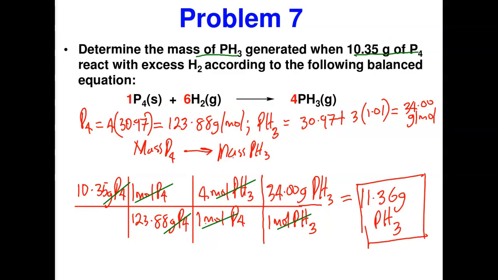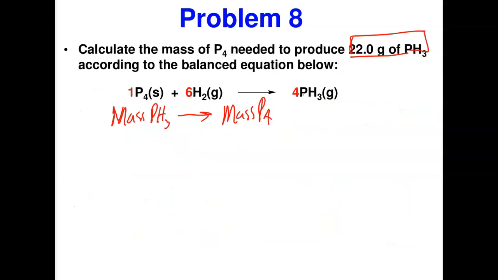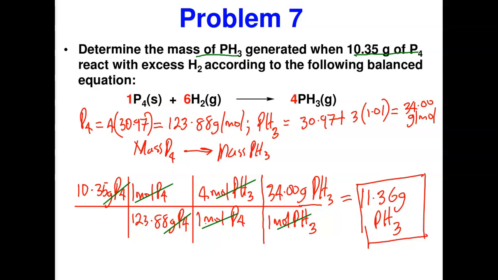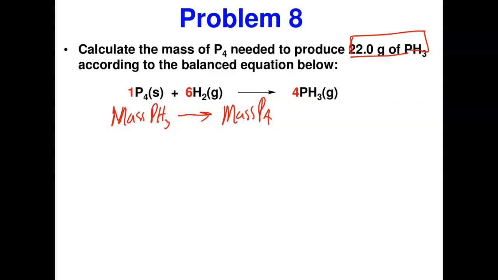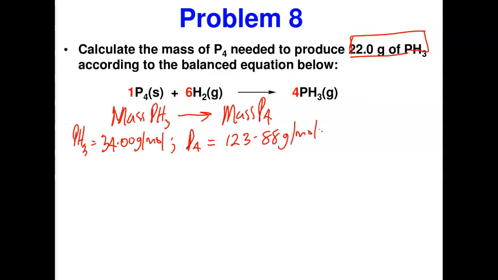If you go here, we have P4 to be 123.88. We have PH3 to be 34.00. So we already did something between these two earlier. The first one went from here to here. Now we're going from here to here. So just as a reminder, you can always write it. So PH3 is 34.00 grams per mole. Let me make it properly. Okay, so PH3 is 34.00 grams per mole. And then P4 is 123.88 grams per mole. That's what we have. Then the next thing we're going to do is to start the problem.